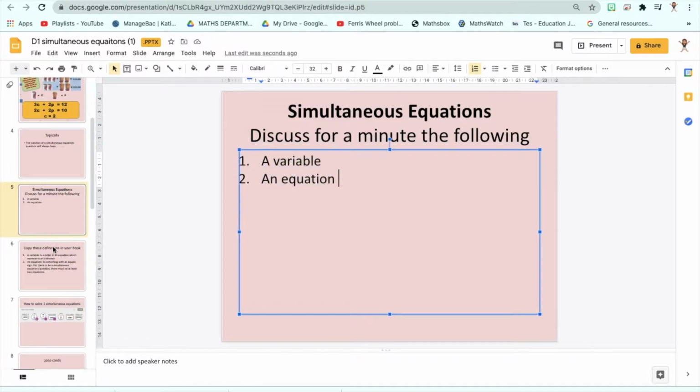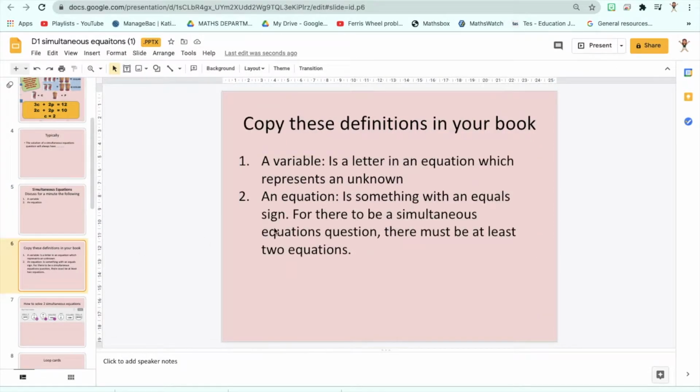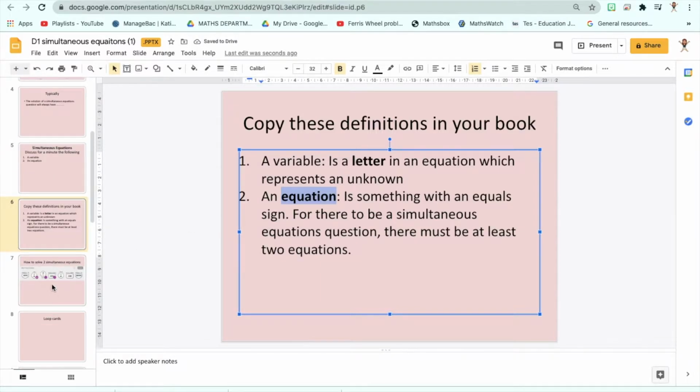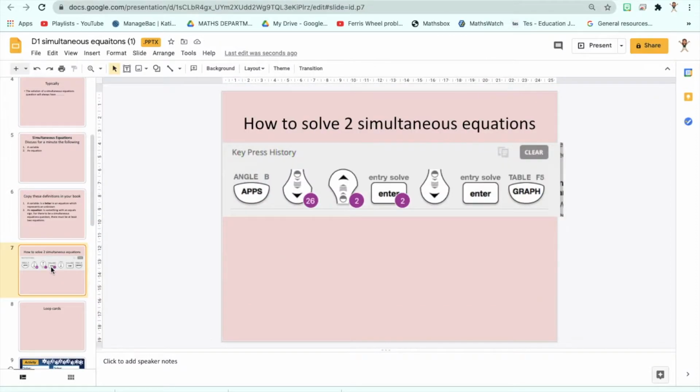Welcome back. Hopefully you understood the following. A variable is a letter in an equation, and an equation has an equal sign. So today we are going to be finding out the value of the letter in different equations. There are steps you can do on the calculator, and we will be revisiting this in a moment.